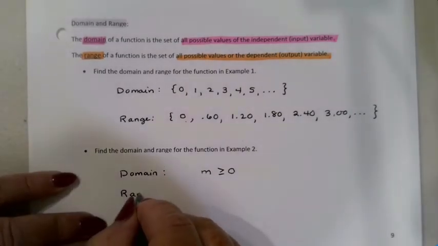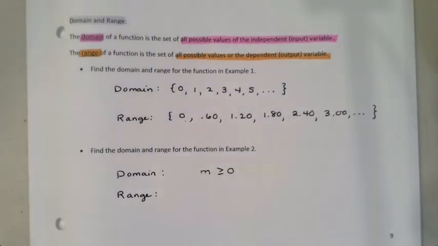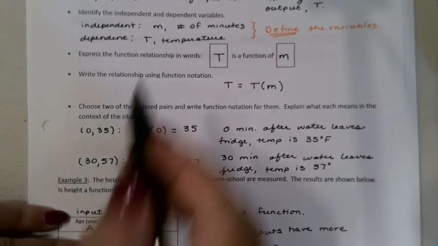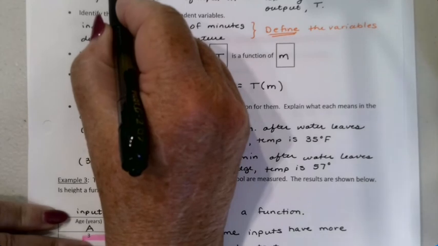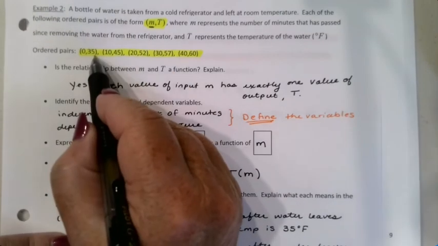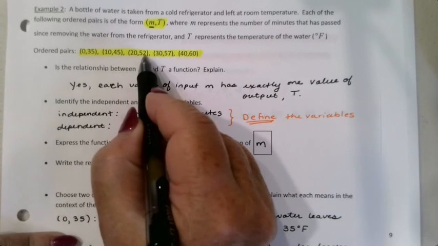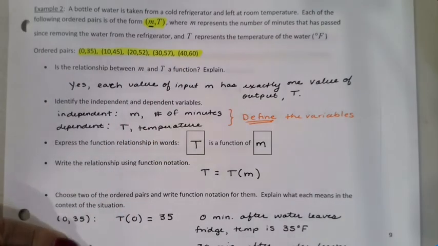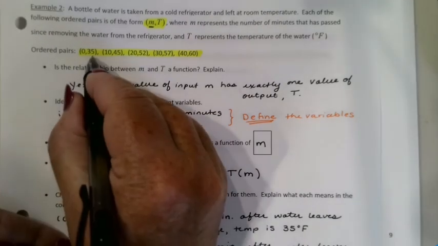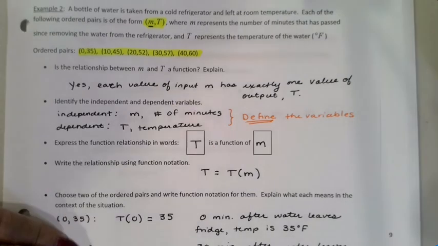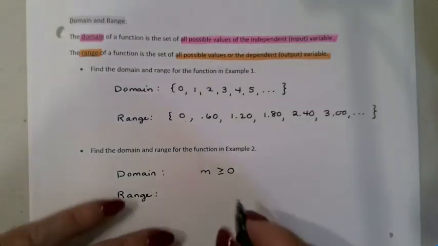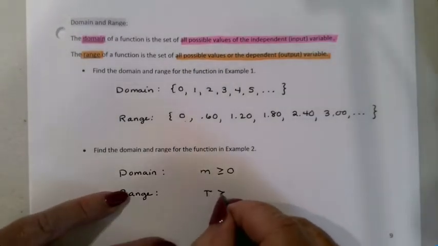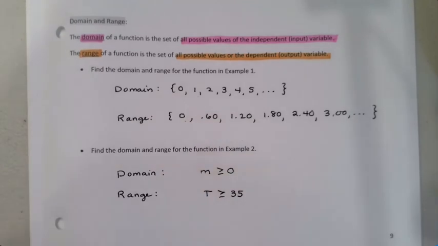What about the range? Well, let's see, the range. The temperatures, the lowest temperature is 35 degrees, and the water's going to keep on getting warmer from there. Now, we don't really know what room temperature is. We'll talk about that more in just a minute, but certainly the water's not going to get any colder than the 35 degrees that it was when you took it out of the fridge. So I'm going to say T is greater than or equal to 35 degrees.